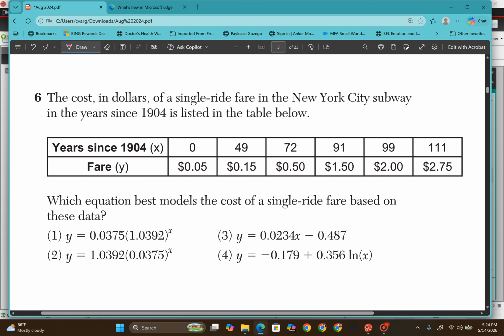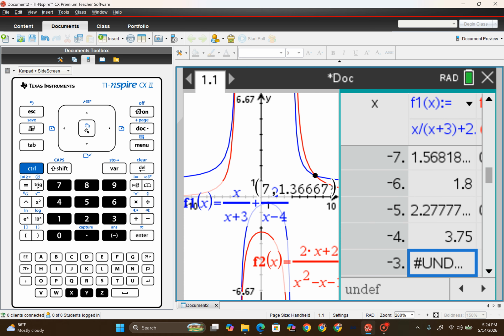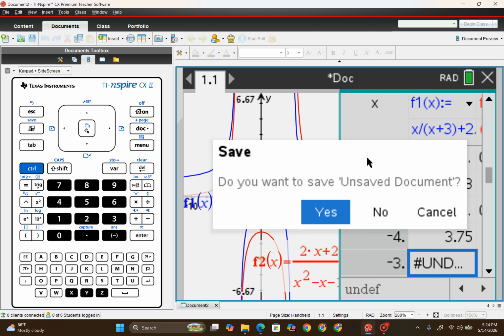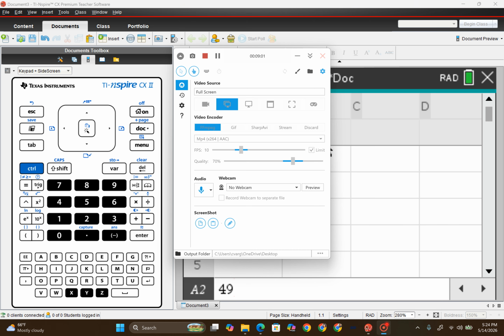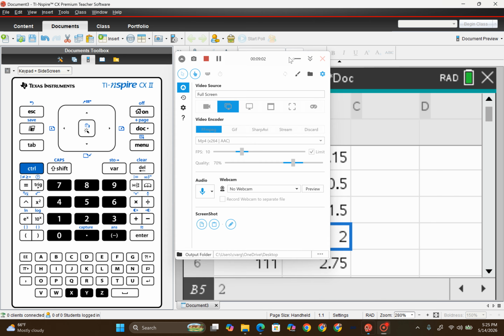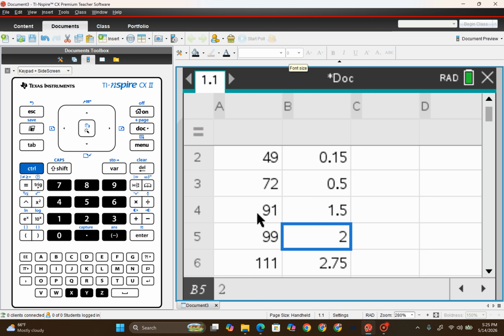Question number 6. This question is a straightforward one if you know that you can plug this into the calculator. Okay, so I'm going to just show you this one. So if I go to on, we're going to hit new, no, and we're going to open up a spreadsheet. And over here, this is where we're going to start typing the numbers in. So 0, 49. I'm going to pause it while I just type in the rest. Okay, so once all the numbers are plugged in, the next thing that we're going to do is we're going to see, is this an exponential model?